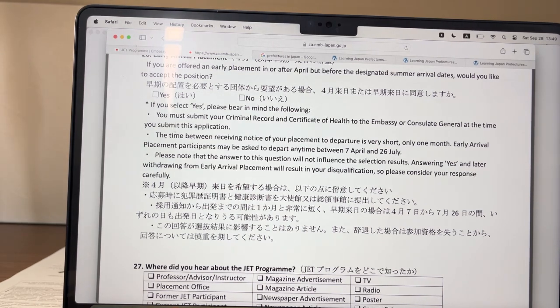Another advice, if you're doing your 3rd year and you're thinking of applying for the JET program, I do not recommend that you choose your early departure, because your certificate of graduation or your degree won't be out, and it's just going to be a lot of admin. So yeah. And please note that the answer to this question will not influence the selection results. Answering yes and later withdrawing from early arrival placement will result in your disqualification. So please consider your response carefully. If you say yes and later you find that your degree is not yet out and you change, then you will be disqualified. Make the right decisions, okay?